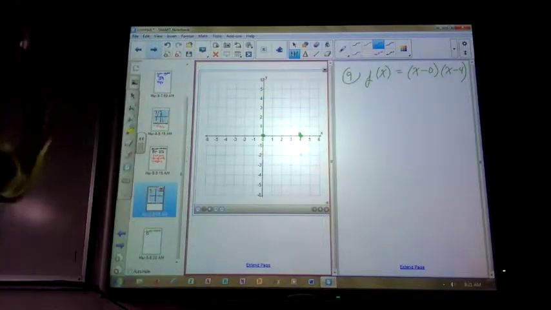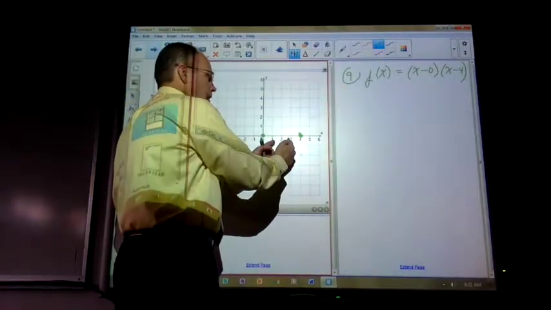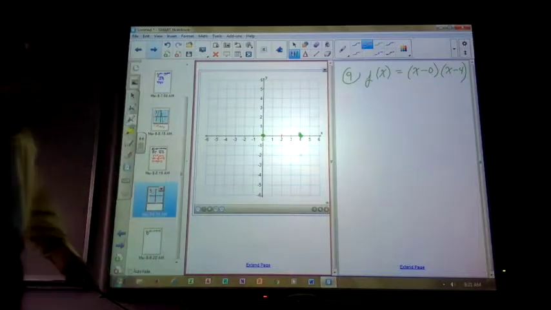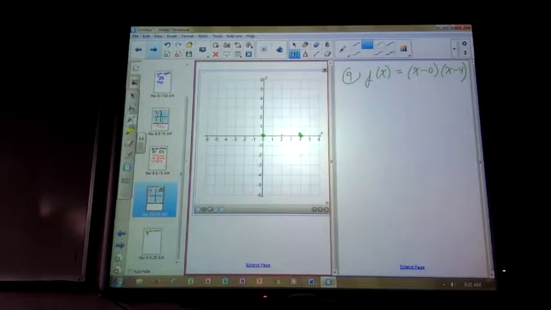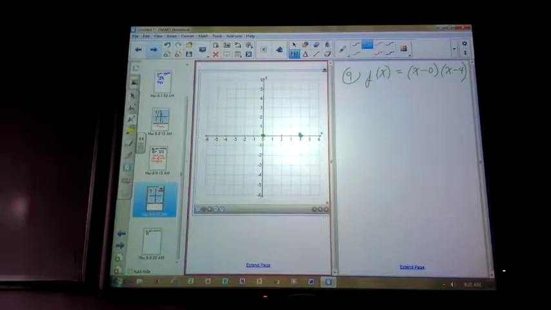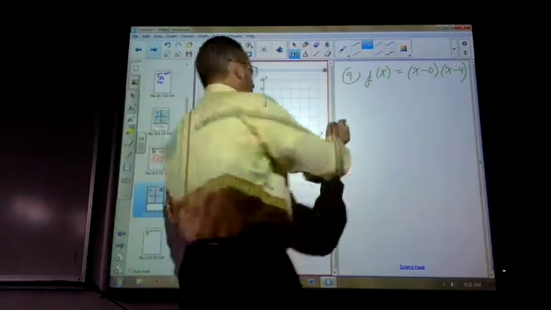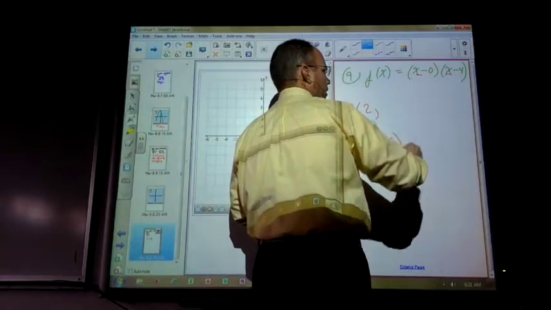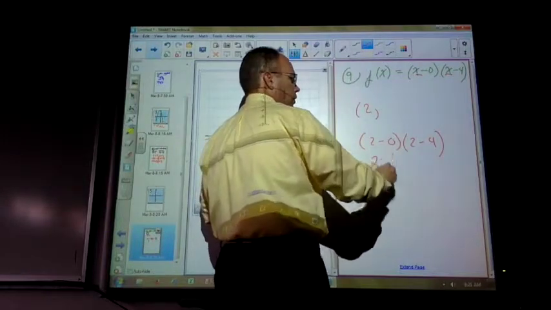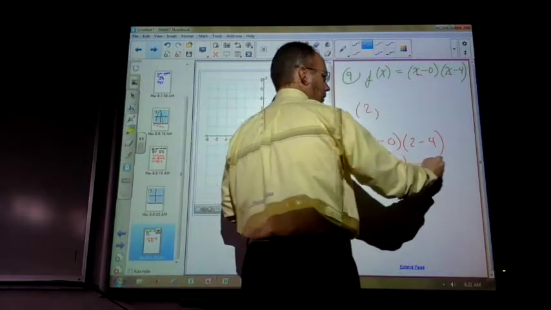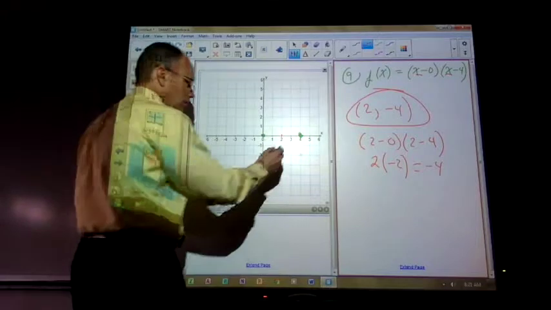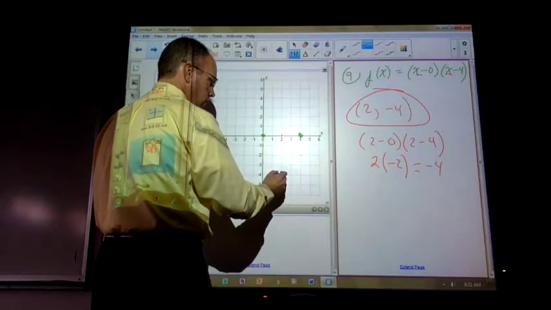What number? Let's see. If I come in, I get to 3, get to 1. Oh, this will be nice because this is right in the middle. So how do I find the y component of this? Plug 2 in. This is a parabola, open up or down? Up. Okay? So if I plug that 2 in to here and here, I'm going to be able to get some answers. So I get 2 minus 0, 2 minus 4, 2 times negative 2. That gives me negative 4. So negative 2, 1, 2, 3, negative 4.